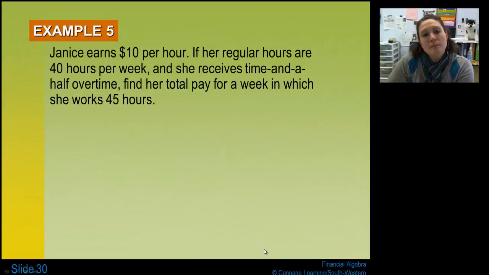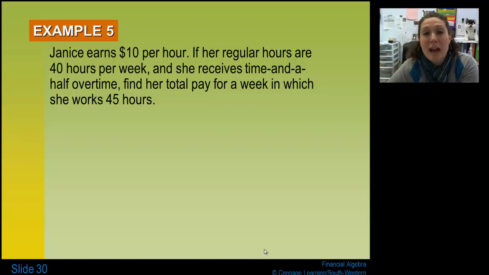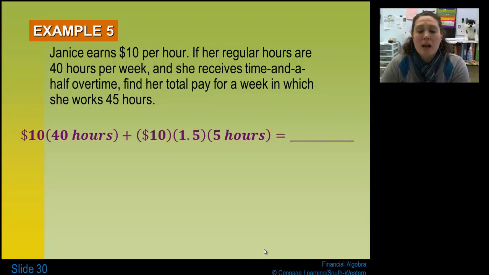So example 5, Janice earns $10 per hour. If her regular hours are 40 hours per week and she receives time and a half overtime, find her total pay for a week in which she works 45 hours. So with this, we know that she works 40 hours for regular pay, which is her $10. And then she's done an extra 5 hours of overtime in which she's going to get time and a half for this particular week. So we have $10 times 40 hours, so that's her regular, plus now we have to deal with her overtime hours.